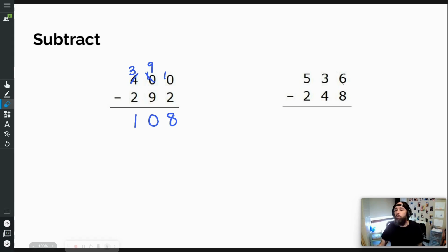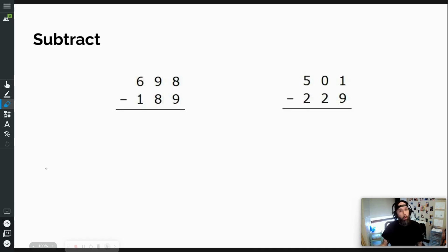How about 536 minus 248? 6 minus 8 can't do it. Borrow from 3 and make you a 2. 16 minus 8 is 8. 2 minus 4 can't do it. Borrow 1 from 5 and make you a 4. 12 minus 4 is 8. Write it under the line. 4 minus 2 is 2. And you end up with 288.